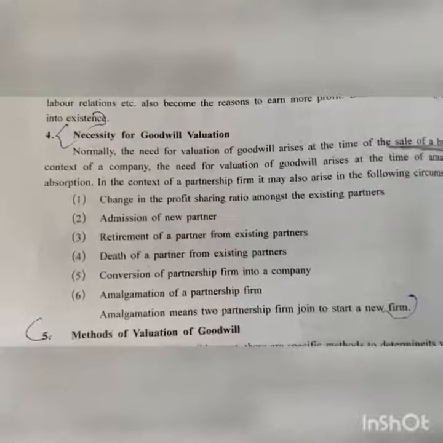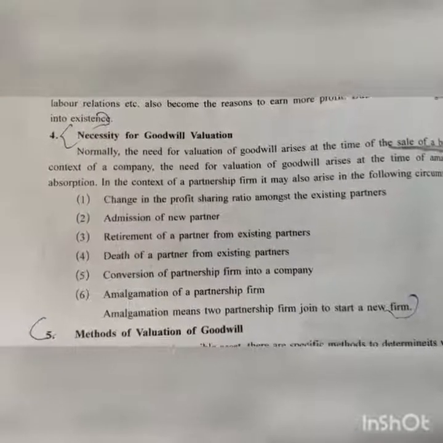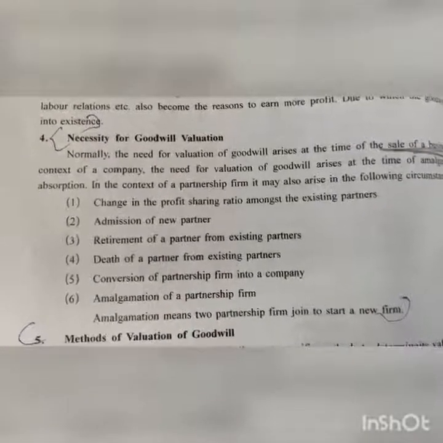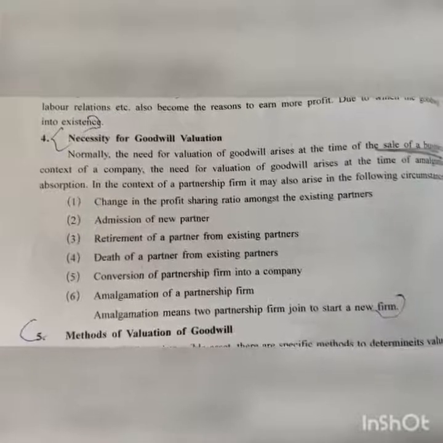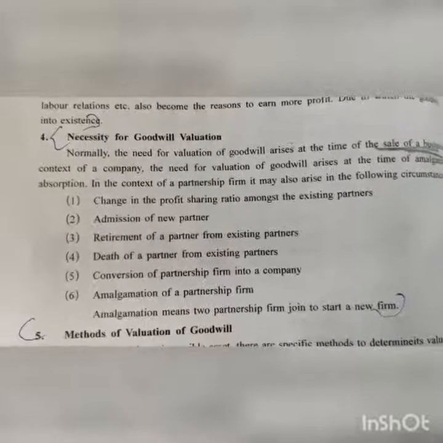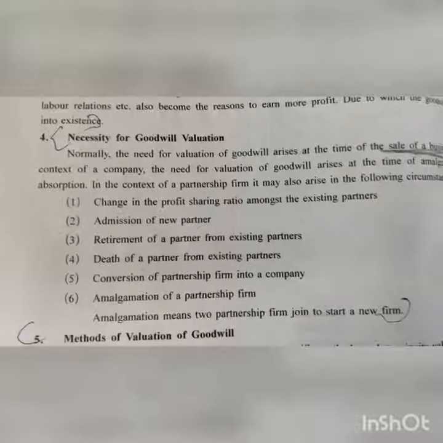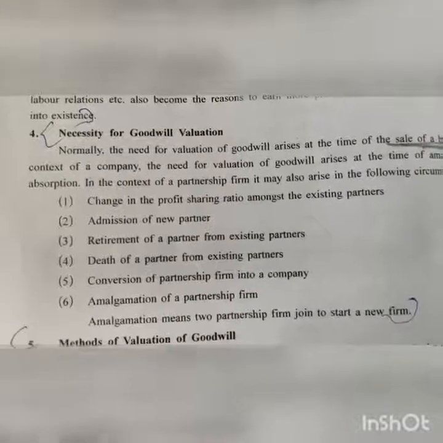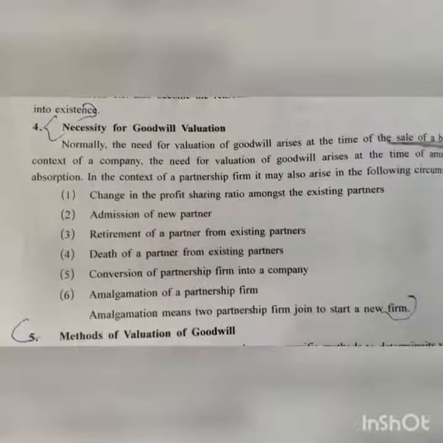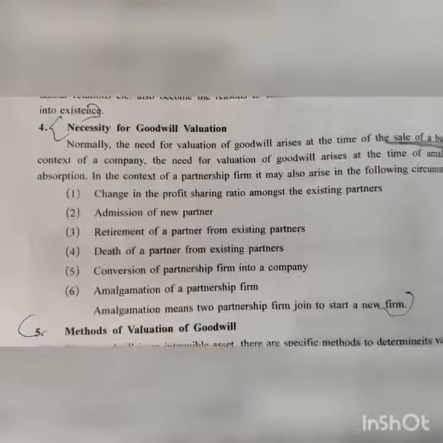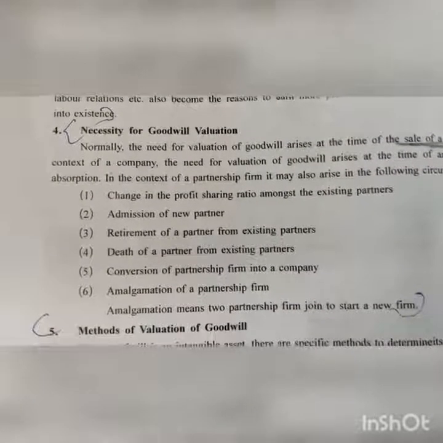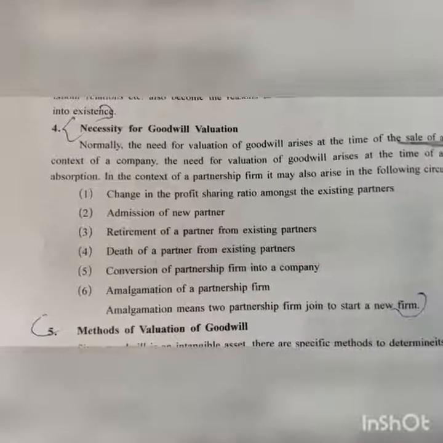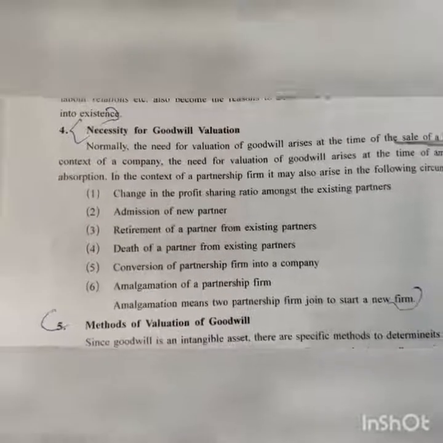Third point, retirement of a partner from the existing partners. When a new partner comes, he brings goodwill. So when a partner is going from the business, he will take his share of goodwill along with him. In case of death, if some partner dies, in that case also the family members will be given his share of goodwill. Next, conversion of a partnership firm into a company. When you are converting a partnership firm into a company, in that circumstance also we need to find out the goodwill. Then further, amalgamation of partnership firms, which I have already explained in the case of companies, when two companies are combining.